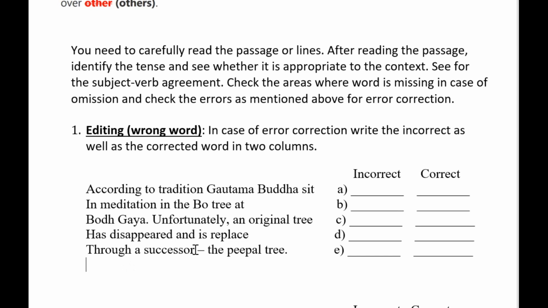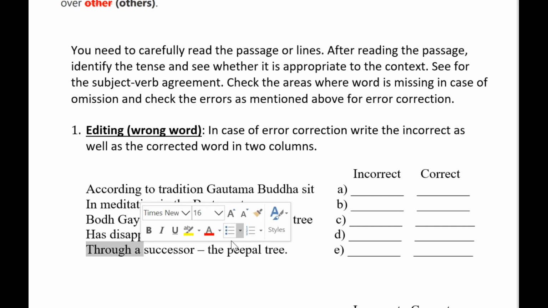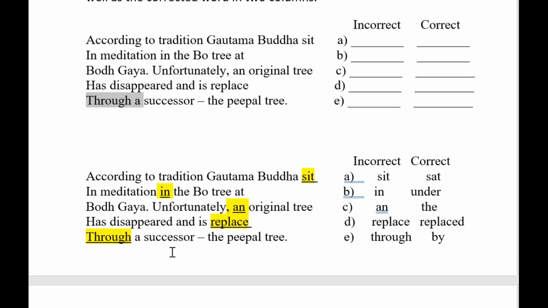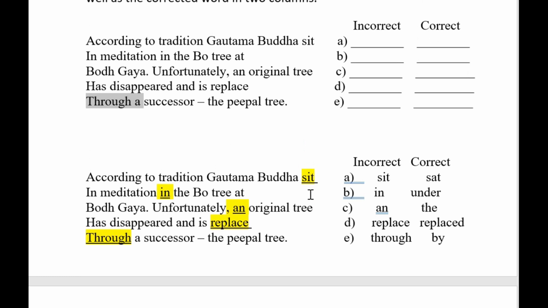Though a successor. Now here, though a successor, you need to check your prepositions. The people tree. So let's see the solutions. As I told you earlier, sit is a wrong form. It will be converted into sat. In is again a wrong form of preposition. It will be under. And in place of a, when we are talking about a specific thing, the will come.